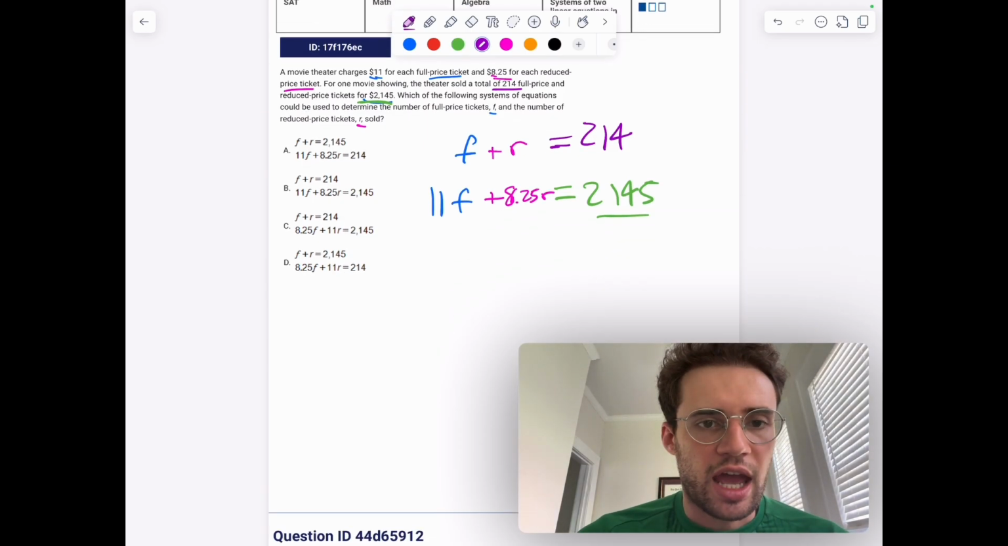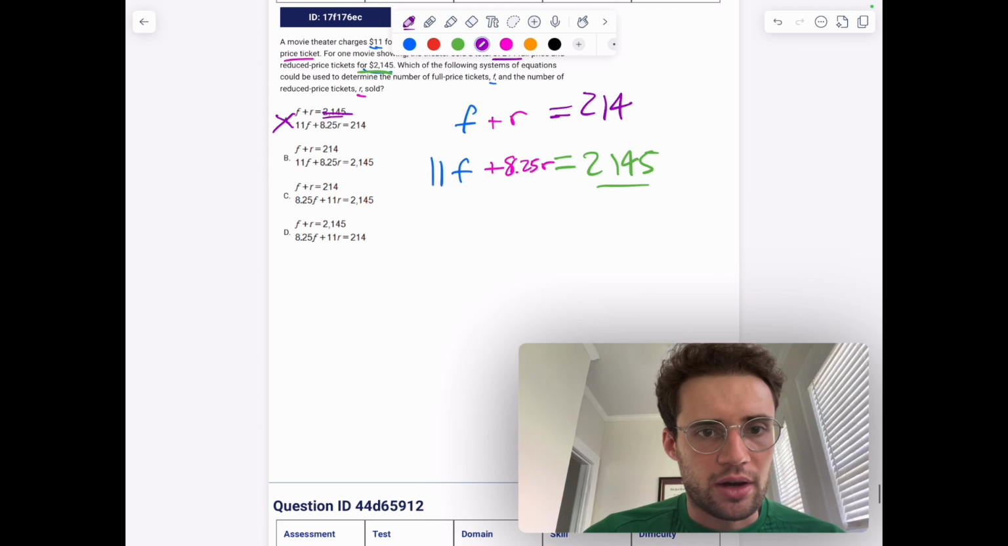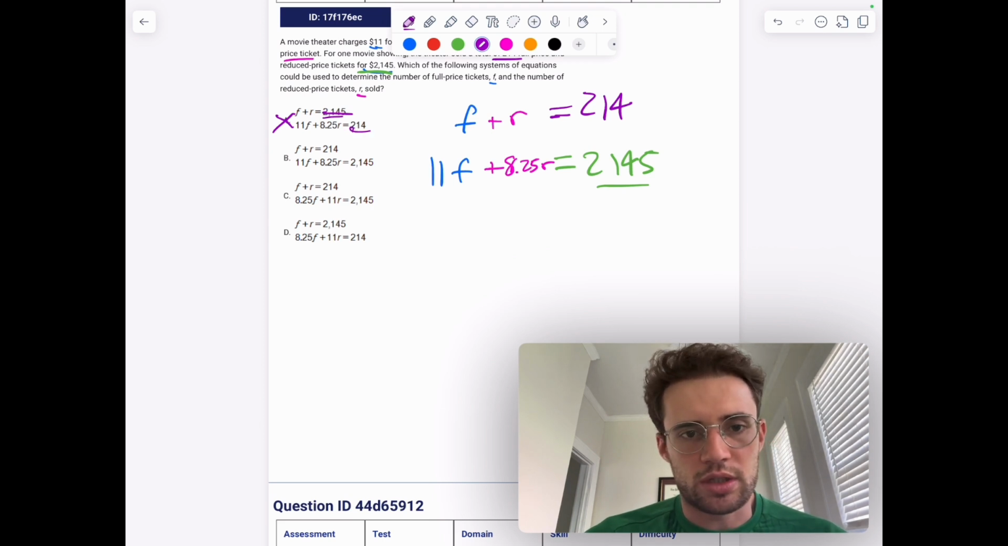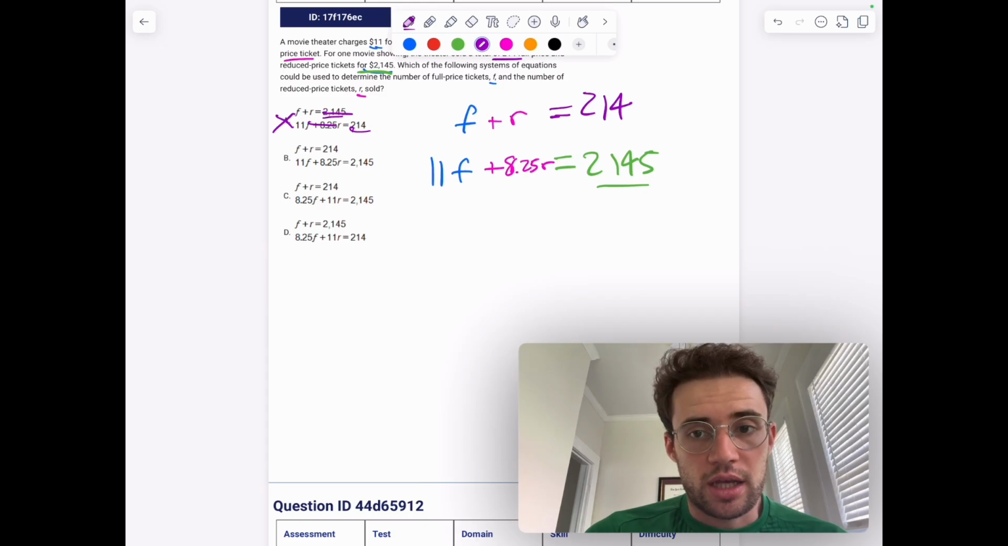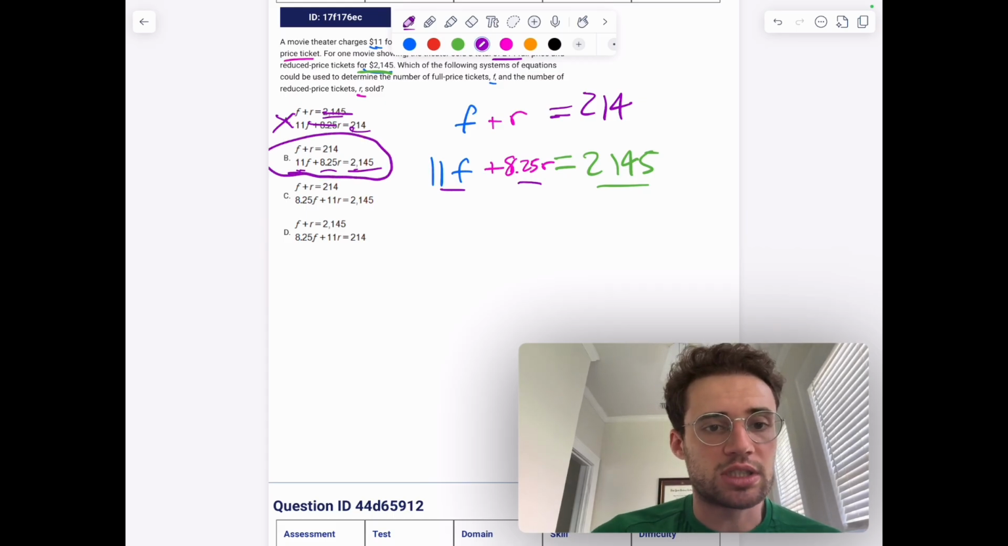And let's see, we've got F plus R equals 2,145. No, that would say that the number of tickets is 2,145. That's incorrect. And then down here, they did like the revenue being only 214. That's also incorrect. F plus R equals 214. Okay, so that's good. The number of tickets adds up to 214. And then 11 times F, the revenue from the full price tickets, plus 8.25R, the revenue from the reduced tickets, adds up to that total revenue. So B is correct. Those are the same equations that we have.